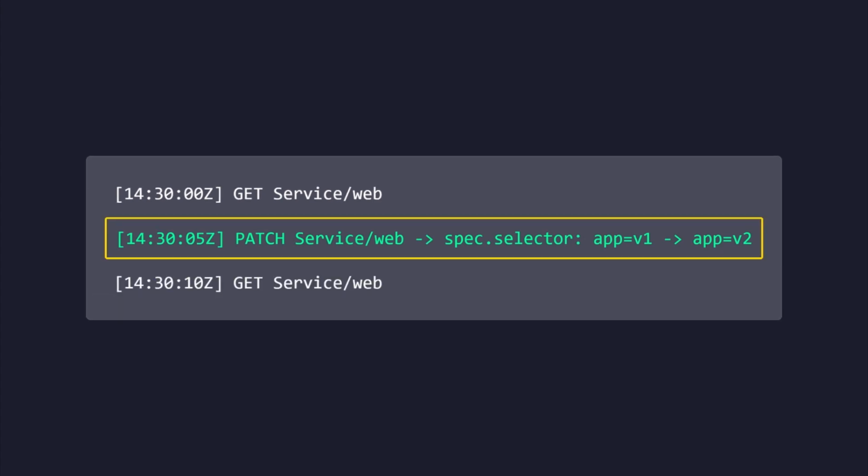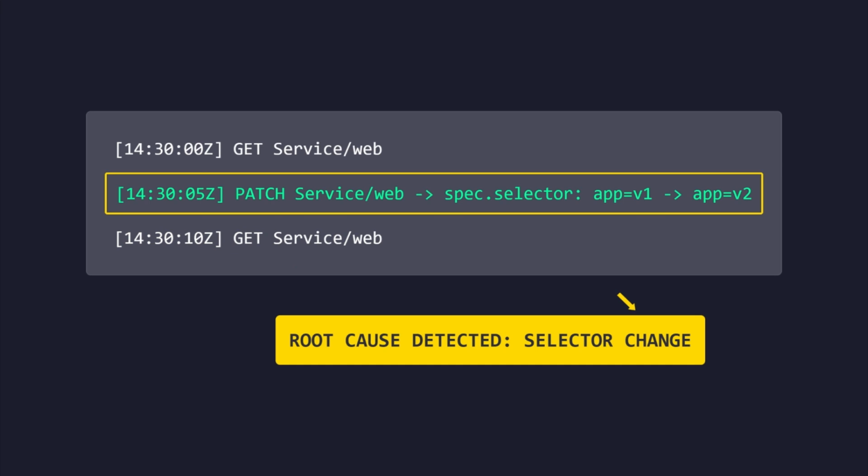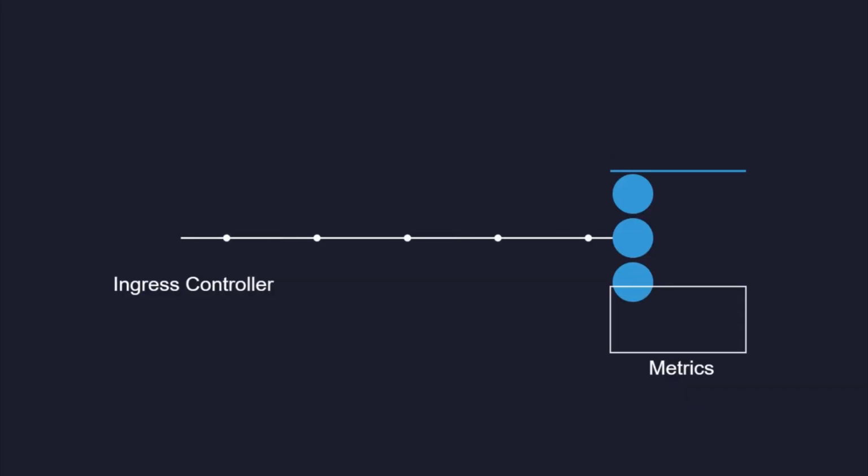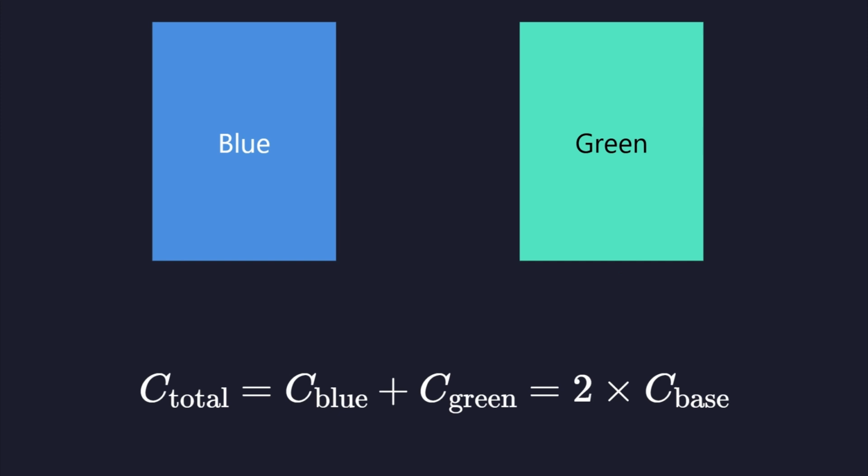Kubernetes audit logs capture the exact time the service selector was changed. Use this for root cause analysis during post-mortem reviews. Verify that zero traffic is reaching the blue pods before scaling them down. Use metrics from the Ingress controller for confirmation.